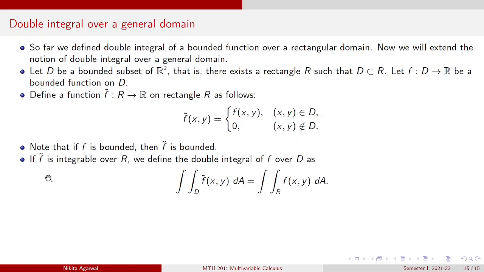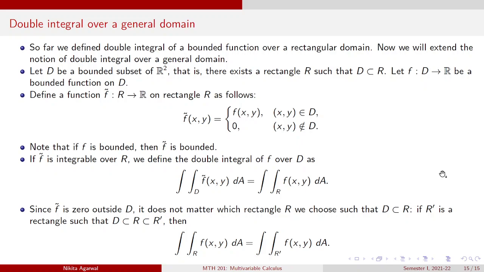And if f tilde is integrable over R, now f tilde is a bounded function on a rectangle. We already know the concept of integral there. So if f tilde is integrable over R, we define the double integral of f over D as the double integral of f tilde over R. I'm sorry, this should have been f and this should have been f tilde. So the double integral of f over D is the same as the double integral of f tilde over R, right? f tilde is defined on R.